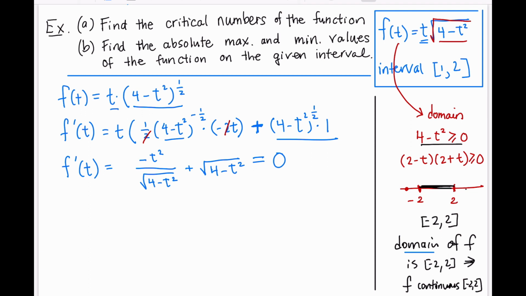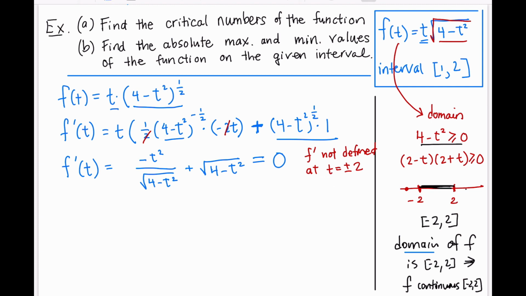So one thing that you should note is that our derivative is not defined at t equal positive or negative 2 because the denominator here would be 0. But those are the only points in the domain such that my derivative is not defined. So t cannot be equal to positive or negative 2.